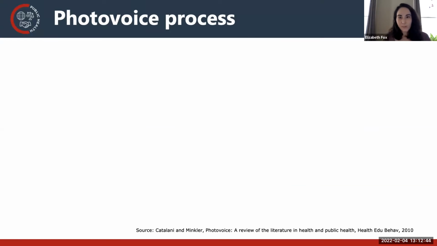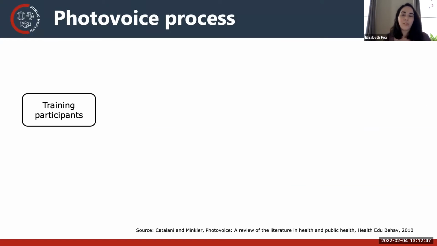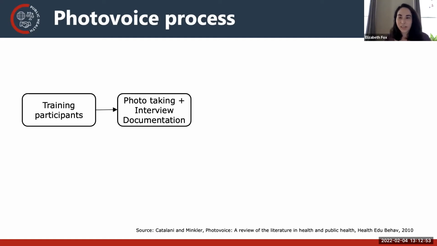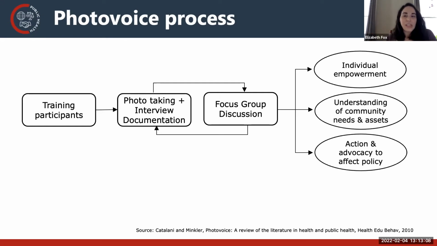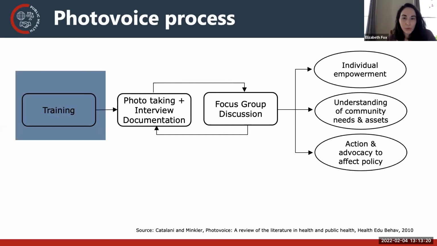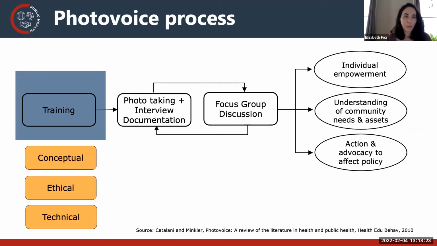So Photovoice will typically follow a similar process. The first is training participants. So you give them a training, they then go into the field and take their photographs and come back to be interviewed. Then they participate in a focus group discussion, which sometimes leads back to going back into the community, taking photographs and rediscussing them again. And eventually leads to outcomes such as individual empowerment, enhanced understanding of community needs and assets, and action or advocacy to affect policy change. So we'll walk you through some of these, and we'll start with the training, which has 3 parts typically related to conceptual, ethical, and technical dimensions.